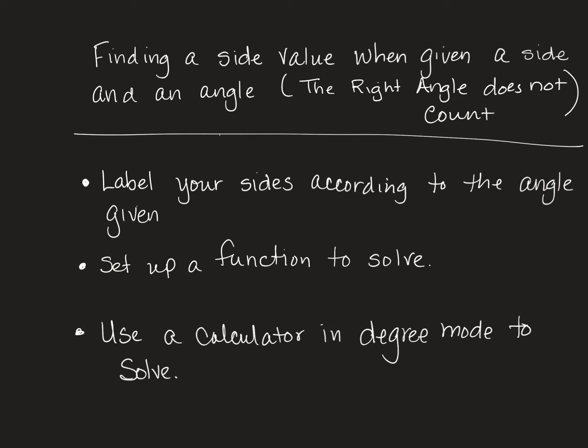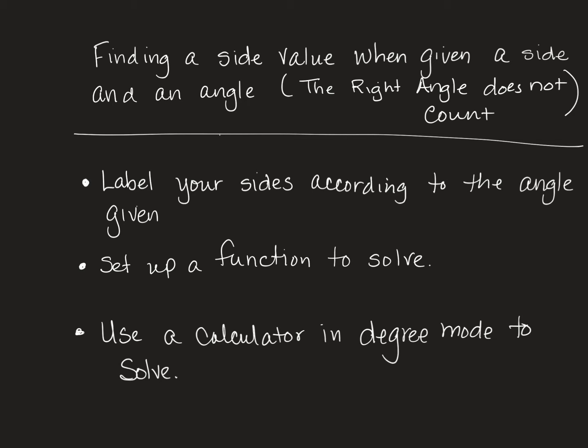We are going to talk about more solving with trig, right triangle trig. This time I want to talk about finding the value, not just setting up the fraction, but actually finding the value. So we're going to find a side value when given a side and an angle, and the right angle does not count. When I talk to you about getting an angle value, it's never the right angle of the triangle. All right, so the first thing we're going to do is label your sides according to the angle given.